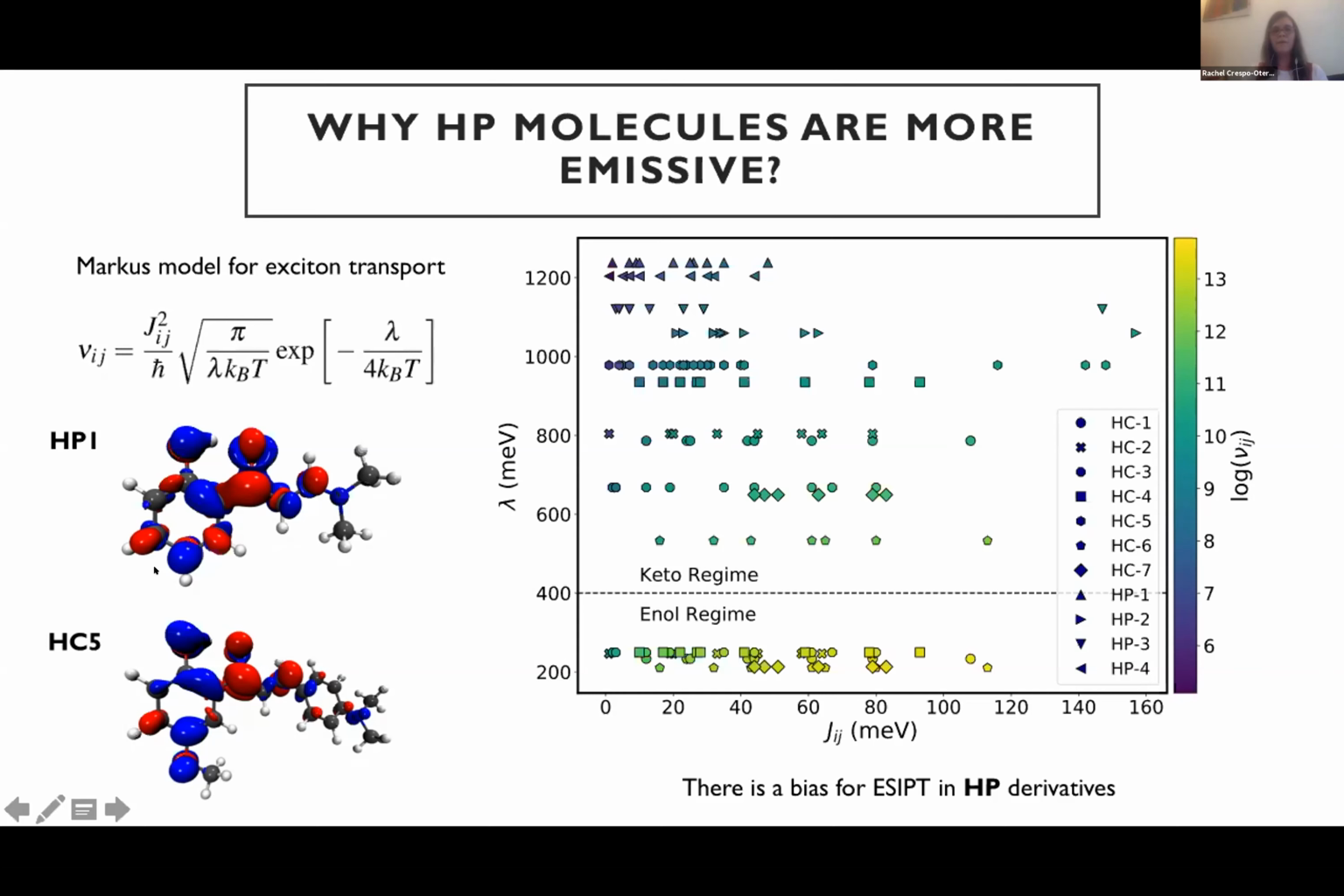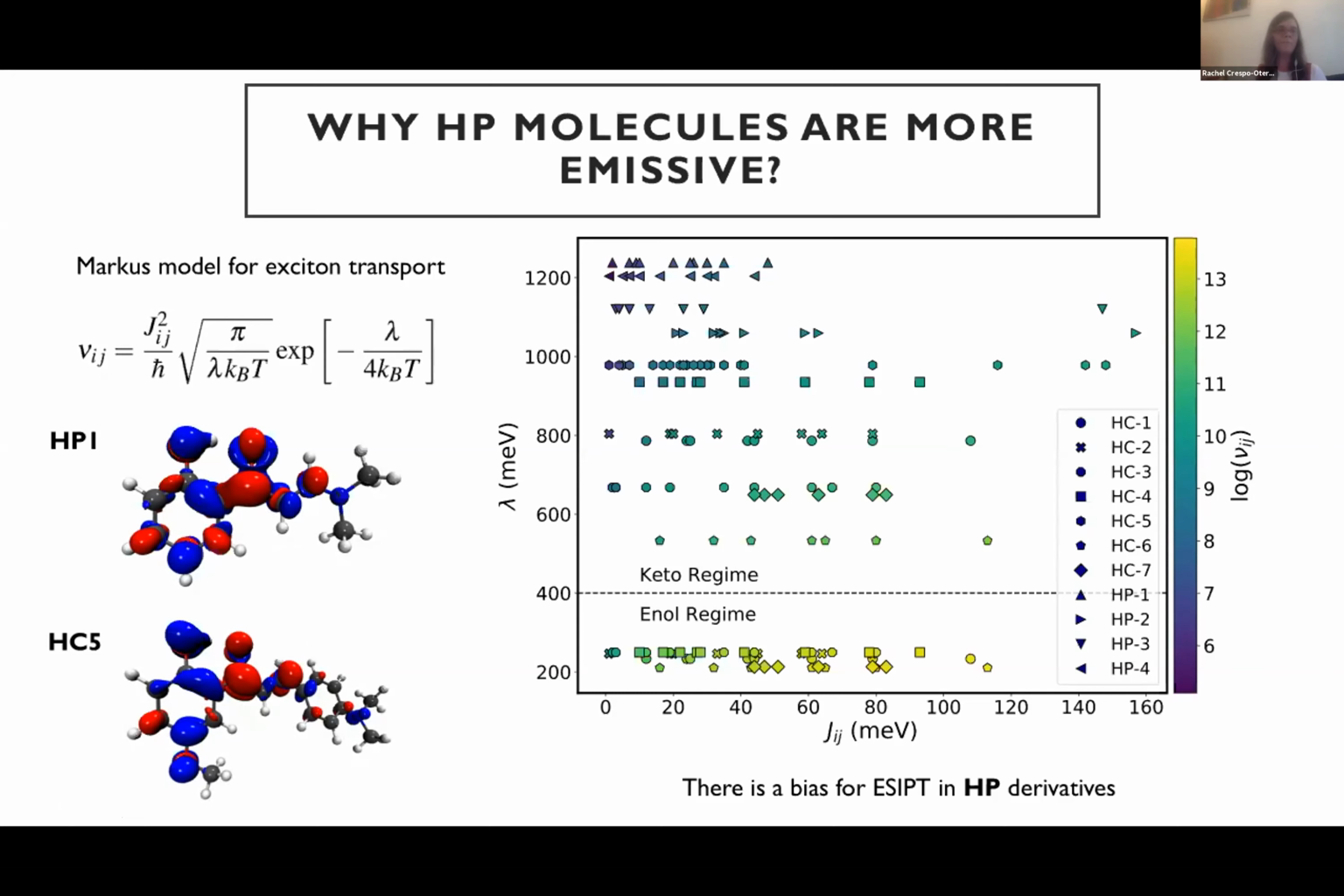These are the differences between the electronic density of HP1 and HC5. You can see that they're relatively similar. The main difference between them is that for this case, the conical intersection is accessible.